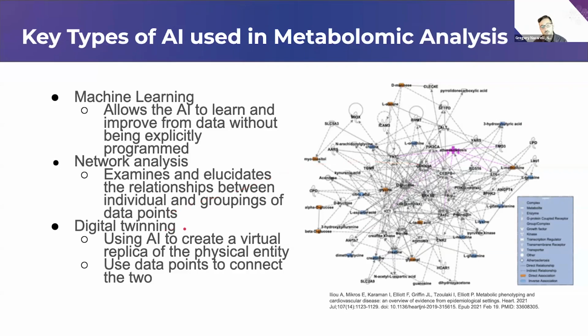Which then brings me to digital twinning. This is where we use artificial intelligence to create a virtual replica of a physical entity, and then we use data points to connect the two. This is another aspect of what Theriome uses for its recommendations, and I'll be talking about that shortly.